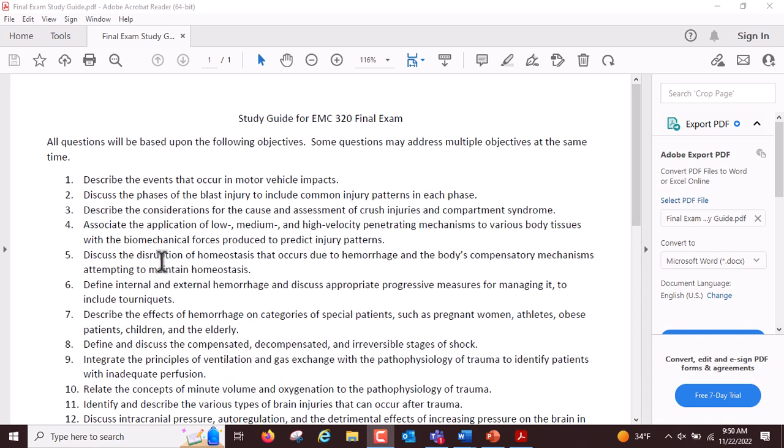All right, that's important. That's important. Let's see, define internal and external hemorrhage and discuss appropriate progressive measures for managing it to include tourniquets. There's only two things we do for bleeding. One, direct pressure. If it doesn't work, number two, we go directly to tourniquets, all right? The other thing, and we'll talk about this, and I should have included this with shock.